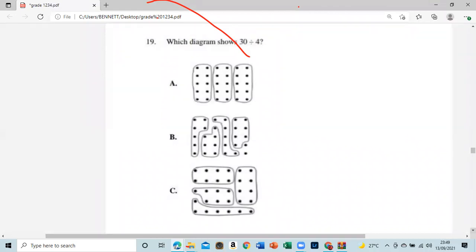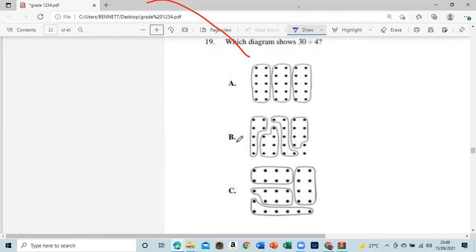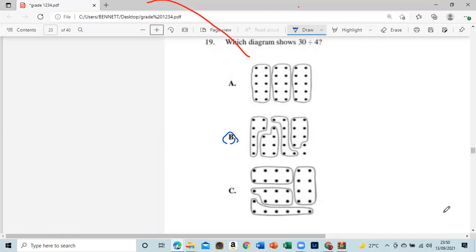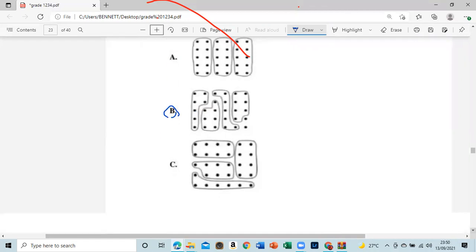Number 19. Which diagram shows 30 divided by 4? So we're going to sit down and count them now. See, 2 remain there. As I said, 4 sevens are 28, so we have 4 and 2 remain there. As I was wondering, that was actually easy. So when you're tired, at 12 o'clock in the night, you're tired, sir, yes, but you have to continue.